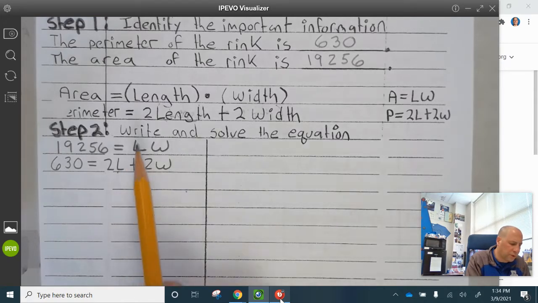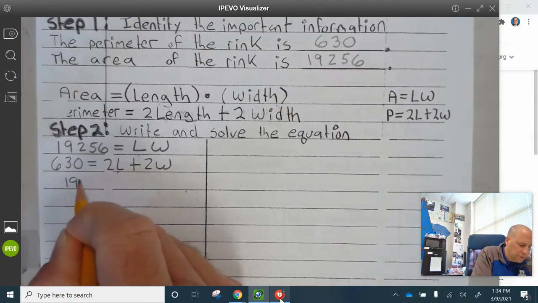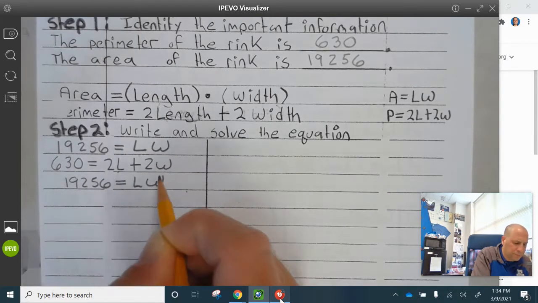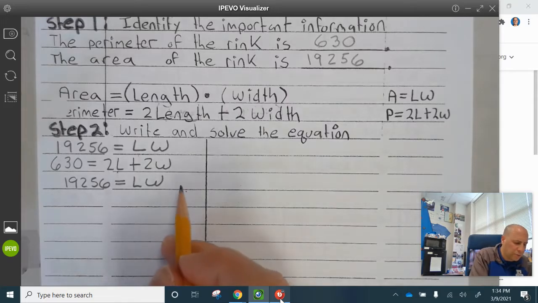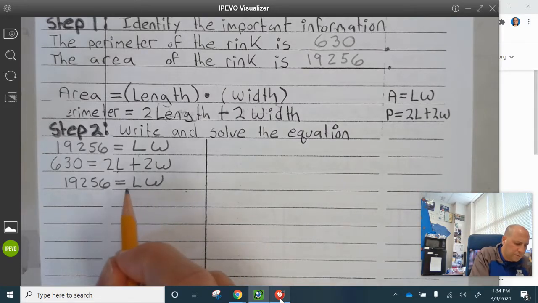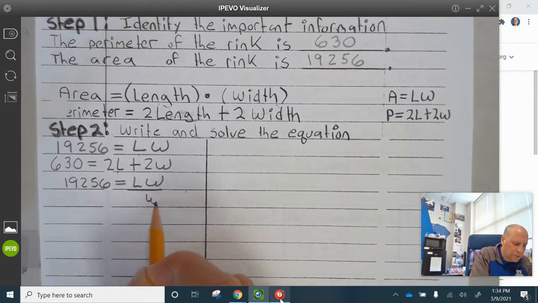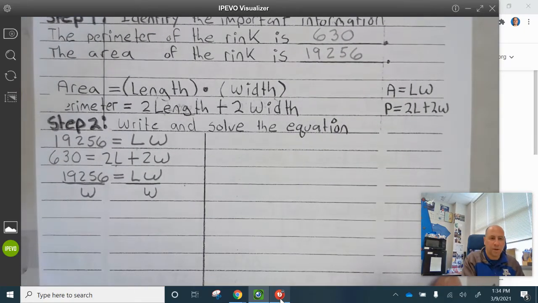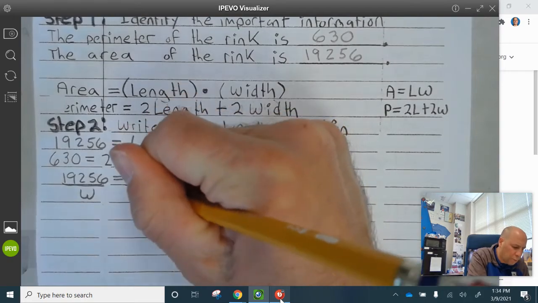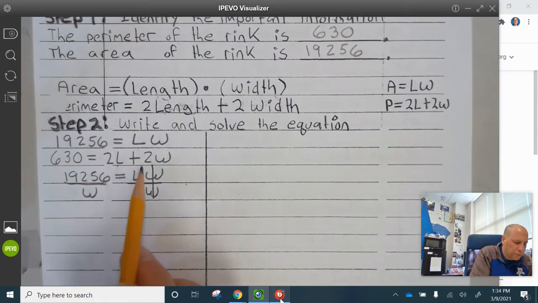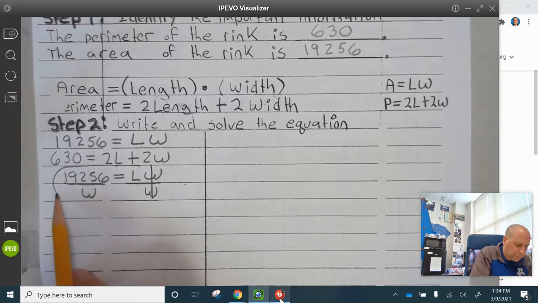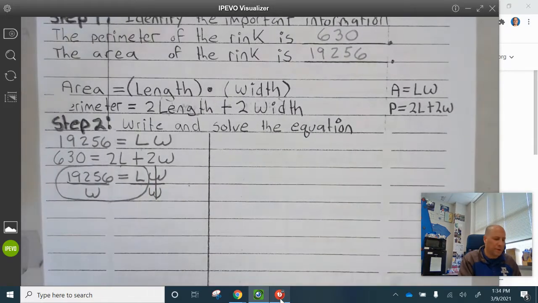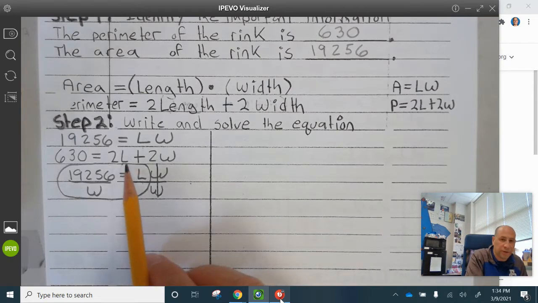So let's go ahead and solve for L. So we have 19,256 equals L times W. So now what we're going to do is divide both sides by W. Well, W divided by W is 1. So L equals 19,256 divided by W. We're going to substitute that in for this L right here.